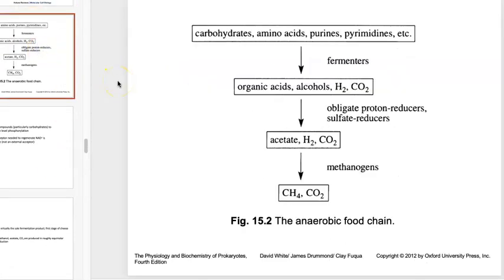So lastly, just taking a look at the anaerobic food chain. In this particular case, all these substrates, carbohydrates, amino acids, purines, pyrimidines, etc., can be broken down by fermentative type organisms to make organic acids, alcohols, and gases. And then obligate proton reducers and sulfate reducers, these types of anaerobic microbes, can make smaller molecules and the same gases, taking organic acids and making simpler acetate, for example. And then methanogens can grab CO2 and acetate and hydrogen and make methane and CO2 out of that.